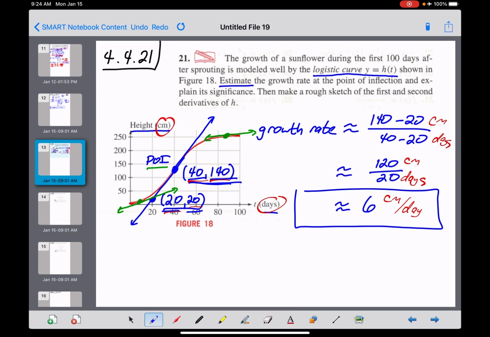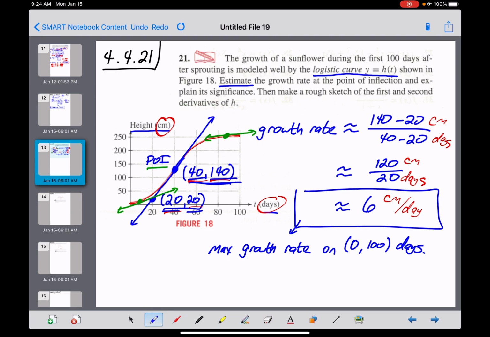0 to 100. So when they ask us to explain the significance, that right there would appear to be the maximum growth rate. Okay, that is the time at which, or the rate at which, this thing is growing the fastest on the interval here from 0 to 100 days. So at that point of inflection, that's when this thing is growing as fast as it possibly would.